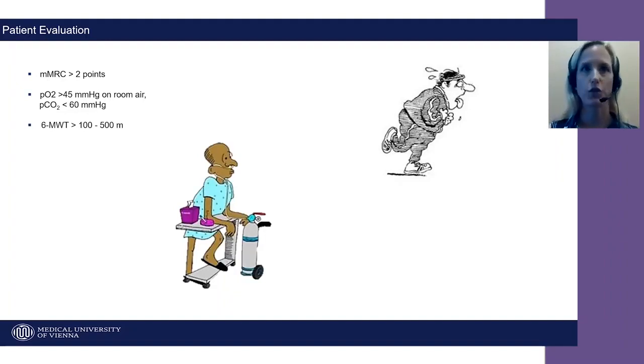The 6-minute walk distance should be between 100 and 500 meters. Patients with a 6-minute walk distance less than 100 or 200 meters can be reassessed after the pulmonary rehabilitation.